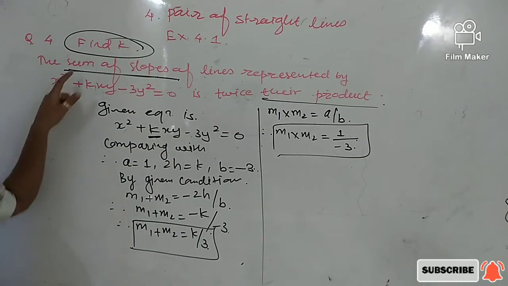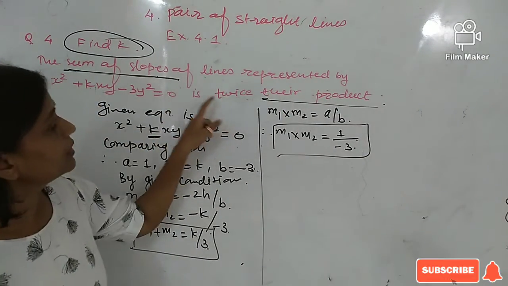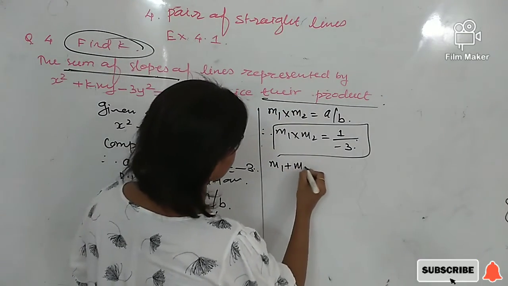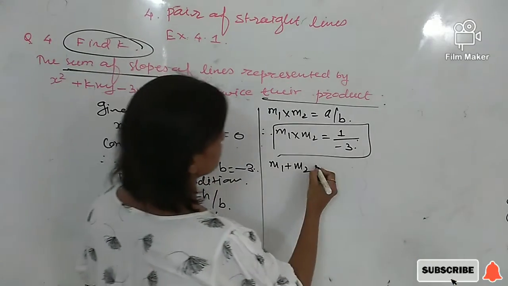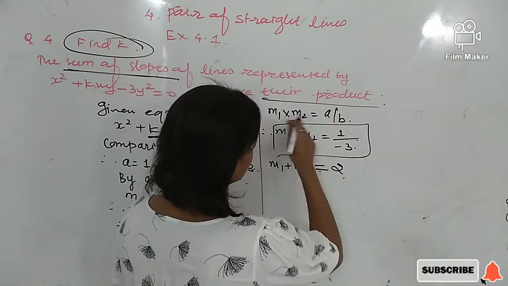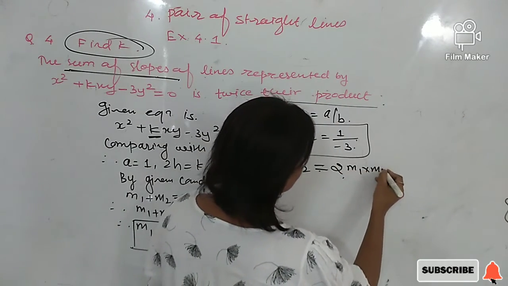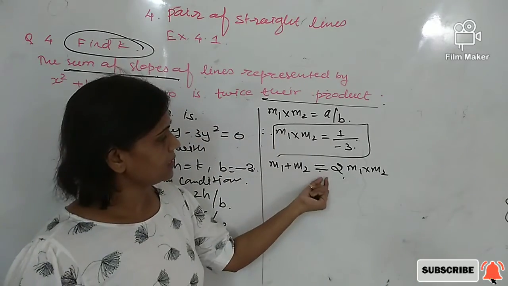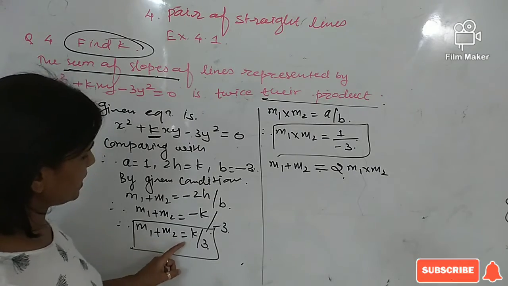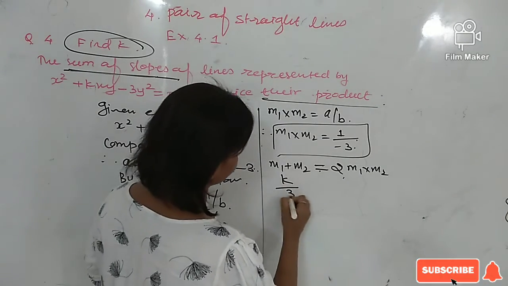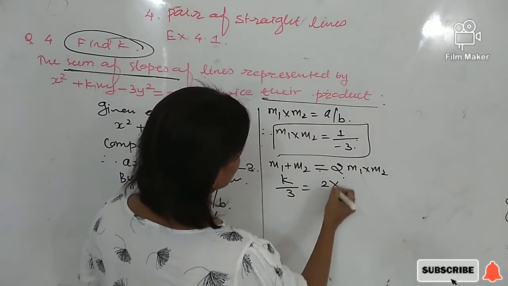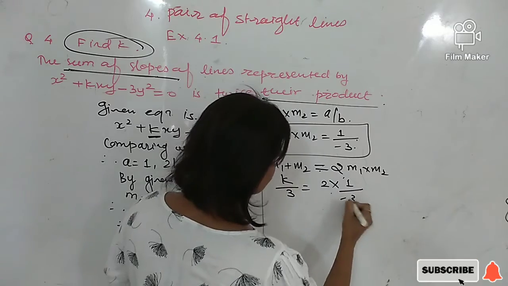Now see the relationship between the sum of slopes and the product of slopes. The sum of slopes of the lines is twice their product. So m1 plus m2 is equal to twice their product, which is m1 into m2. Just put in the values. m1 plus m2 is k by 3, 2 as it is, and m1 into m2 is 1 upon minus 3.